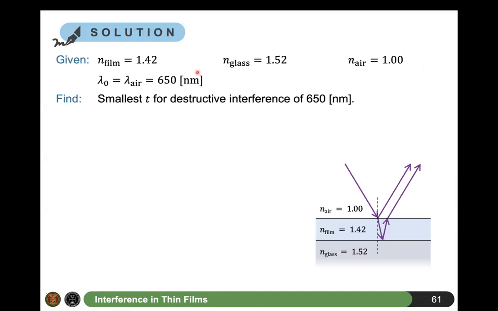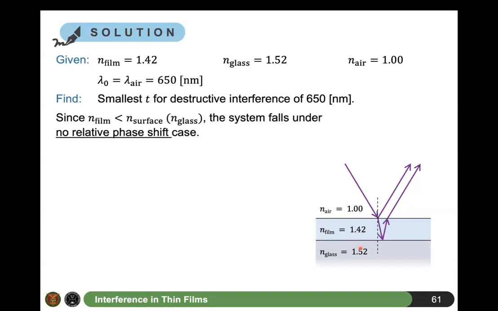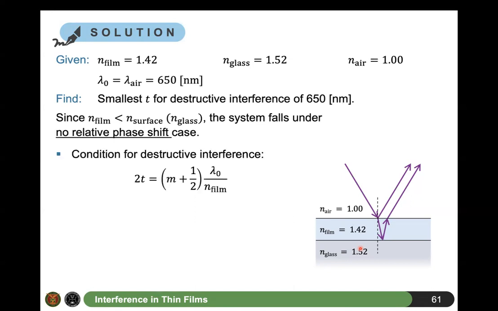And then, hinahanap is yung lambda naught or lambda in air, which is 650 nanometers, yun yung wavelength. Smallest t, smallest thickness for destructive interference. So, ano ngayon to? Continuously increasing yung index of refraction. Tama? So, 1, 1.42, 1.52. So, gagamitin natin yung no relative phase shift case. And yung condition for destructive interference is this equation.